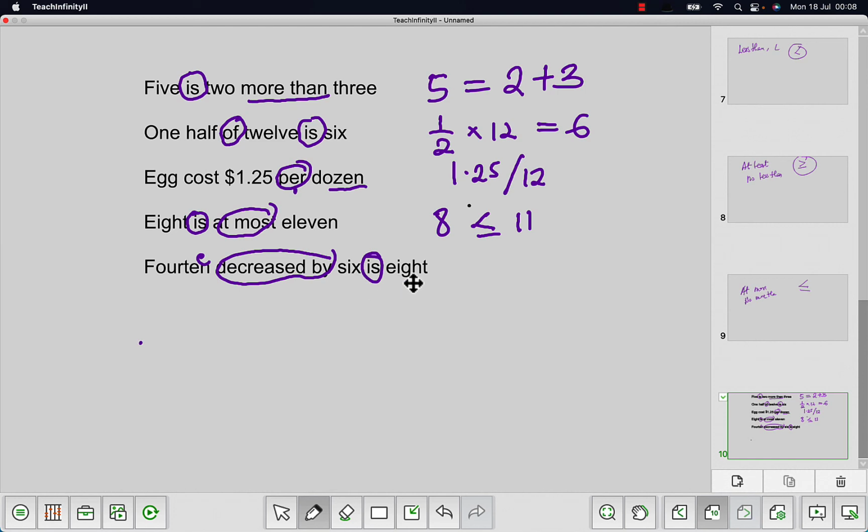14 decreased by 6. So 14, decrease means subtract. It's the same as decrease, subtract, difference of, those kinds of words. 14 decreased by 6 is 8. So this is how you translate your problem into mathematical models, by understanding some of these words and how they translate mathematically. All right, I hope you understand this.